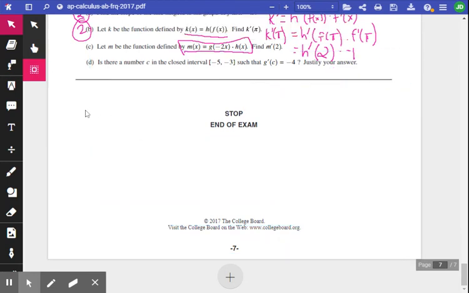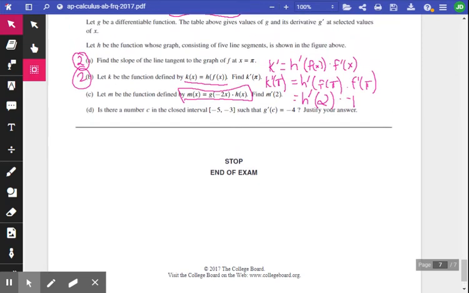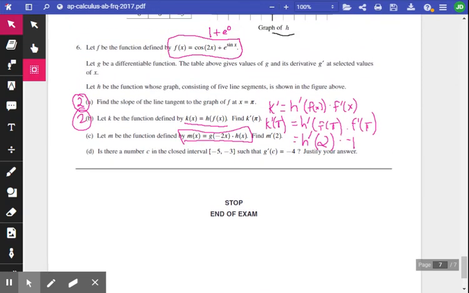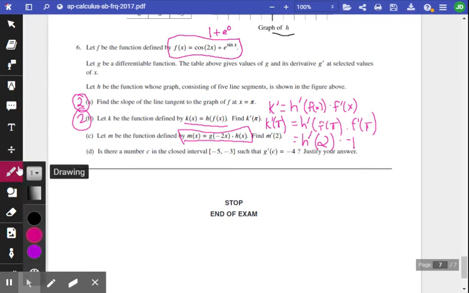Is there a number c in the closed interval -5 to -3 such that g prime of c equals -4? Justify your answer. So this is either setting us up for Rolle's theorem, but if it was Rolle's theorem, it would say where g prime of c is 0. So I know it's not Rolle's theorem. I don't need to look and see, like, do I have the same y value at both of the endpoints? So the other thing that this could be setting me up for is mean value theorem. So let's see if mean value theorem is what they're trying to get me to do here.